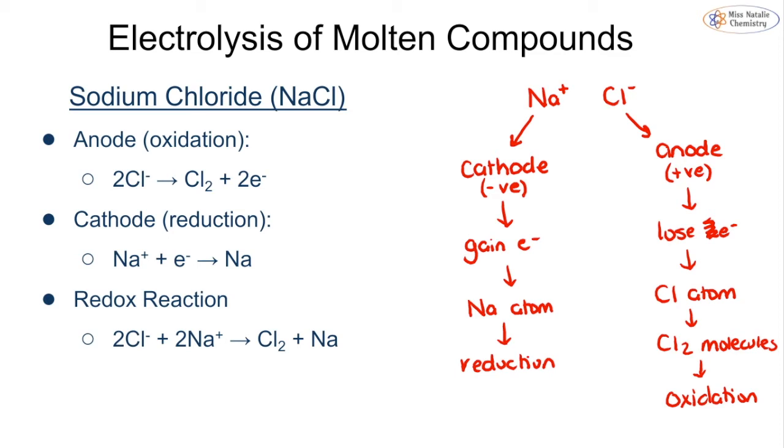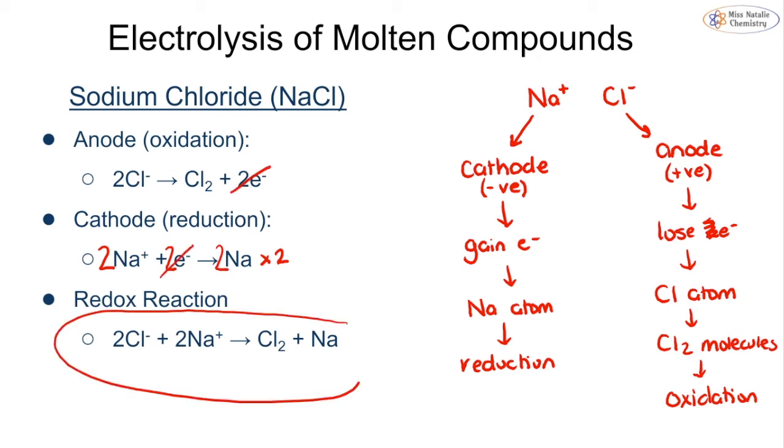molecule plus 2 electrons. And I could combine them if I wanted to, but we're not going to worry too much about the combination. If I did want to combine them, I have to make sure that my electrons cancel each other out. So if I have 2 on the right-hand side, I need 2 on the left. So I would multiply everything here by 2. And now those electrons cancel out with those, and I can write my overall redox reaction.